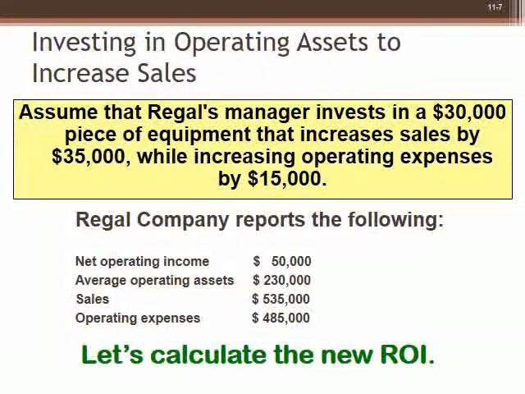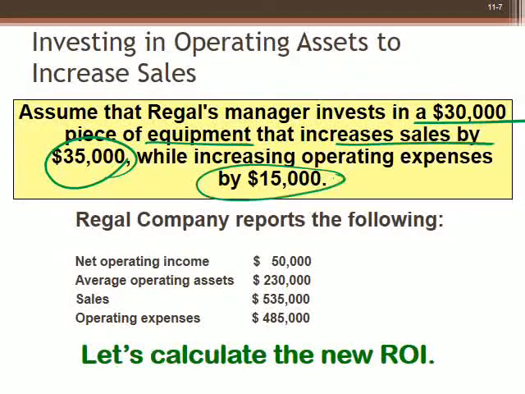So the fourth way to increase ROI is to invest in operating assets to increase the sales. So we're going to have a new example here. Assume that Regal manager invests 30,000 in pieces of equipment that increase sales by 35,000, while increasing operating expenses as well by 15,000. So let's calculate our ROI. Our net operating income is now 50,000. Operating assets increase by 30,000, and sales have increased from 500,000 to 535,000, and operating expenses have increased by 15,000 as well. So total operating expenses are 485,000.